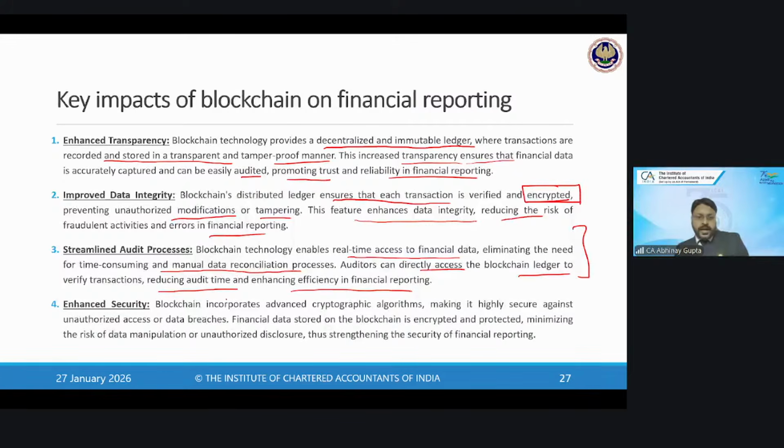game changer. Enhanced security. Blockchain incorporates advanced cryptographic algorithms, making it highly secure against unauthorized access or data breaches. Financial data stored on the blockchain is encrypted and protected, minimizing the risk of the data manipulation, right? And strengthening the security. So basically, four key benefits which blockchain has: enhanced transparency. So the data or information is transparently available. Improved data integrity, audit processes are more streamlined, and security is enhanced.